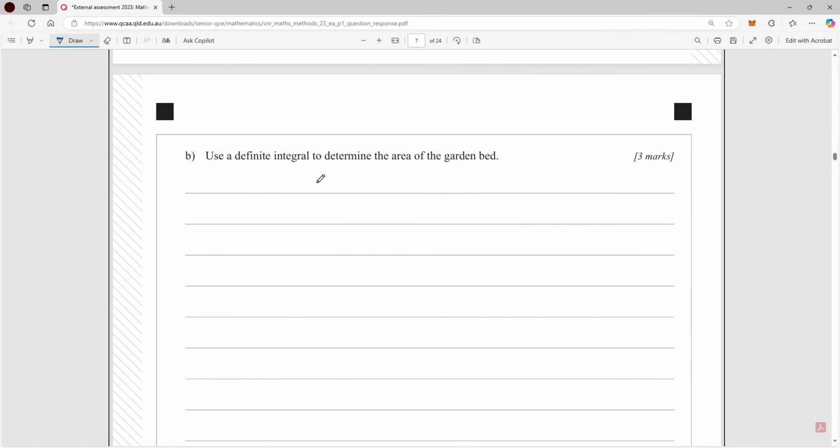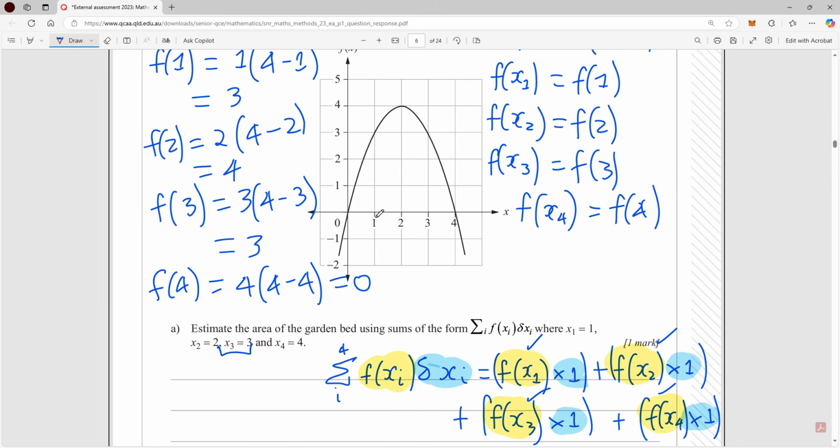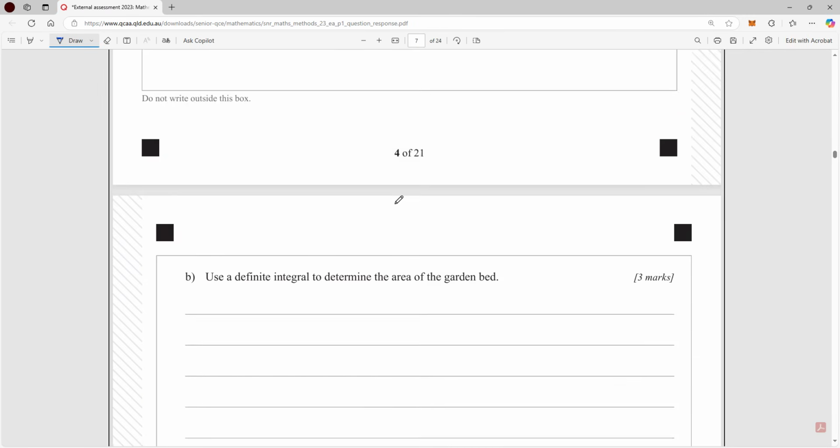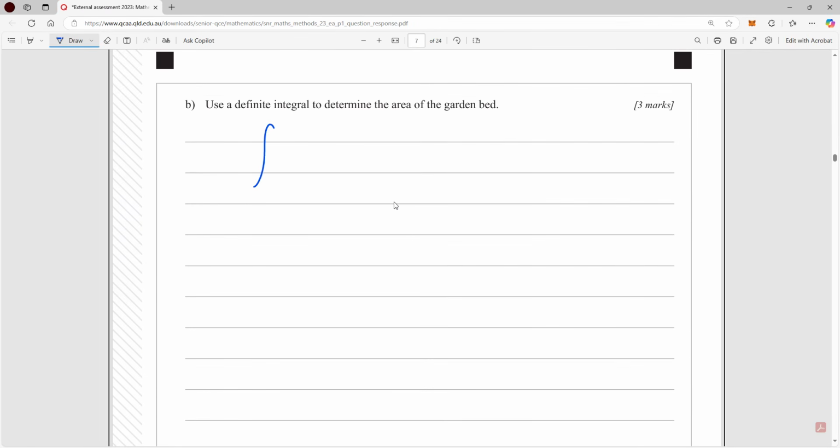Alright, let's go down to the next one. Use a definite integral to determine the area of the garden bed. Okay, well this is pretty easy. All we got to do is integrate from this value here to this value here of this function here. So that would be the integral from 0 to 4 of x times (4 minus x) dx, okay? Now I'm going to expand that expression before I integrate, rather than doing a u sub. So just expand that, so you get 4x minus x squared dx.